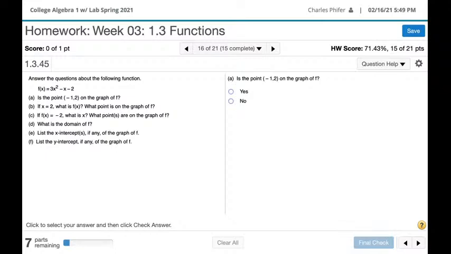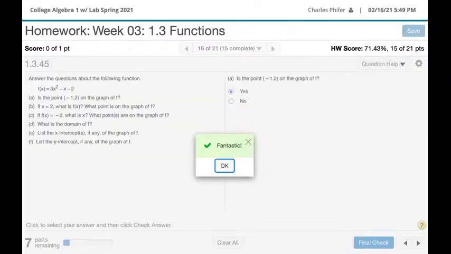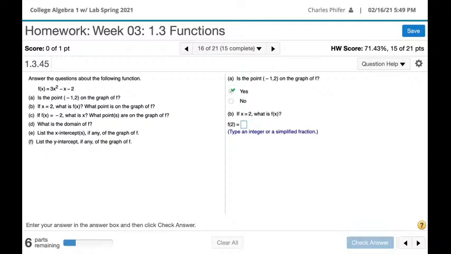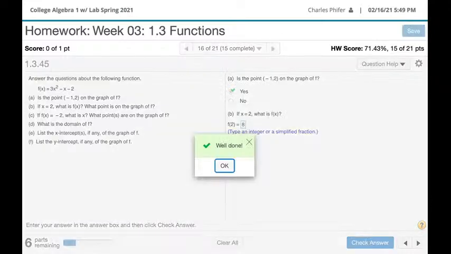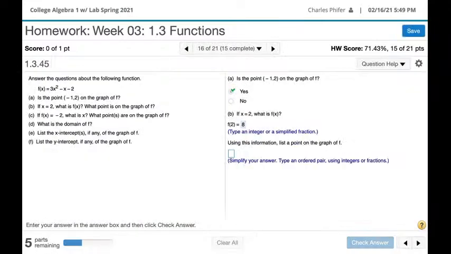Okay. So if we go to A, is this on the graph? We said yes. So we're going to put yes and hit enter. When X was 2, type in integer or simplified fraction, then the Y value was 8. What's the point? So the point is going to be parentheses 2, 8.